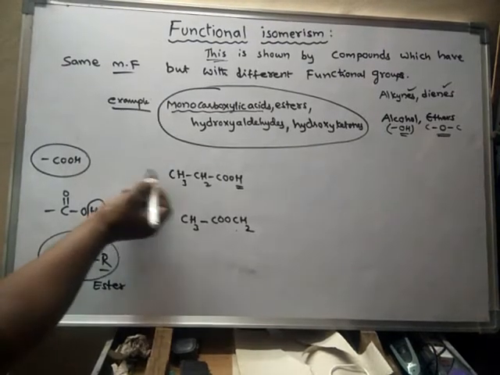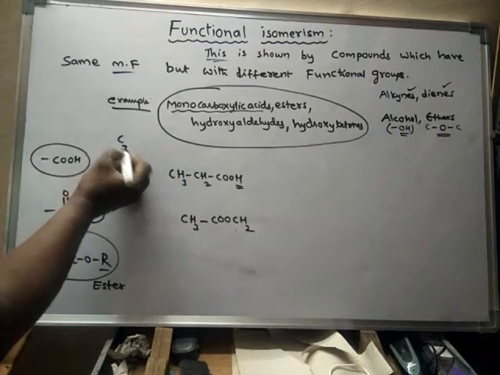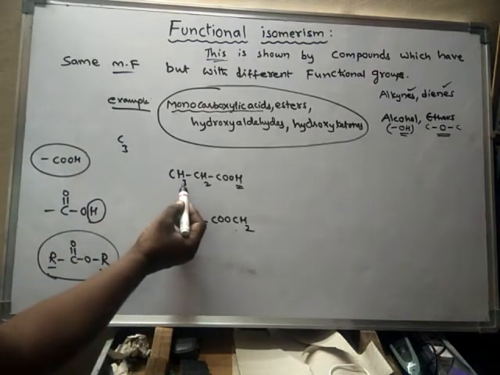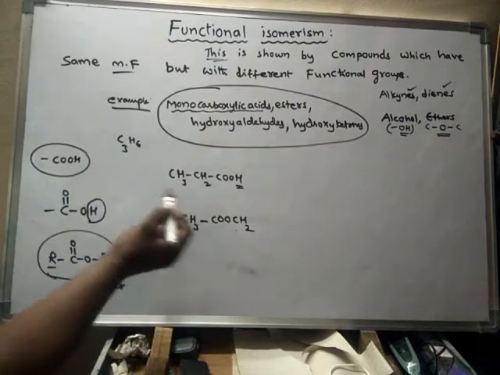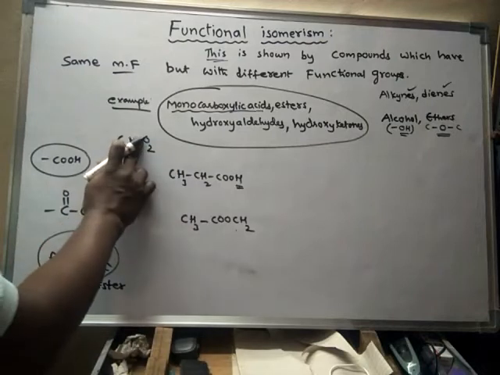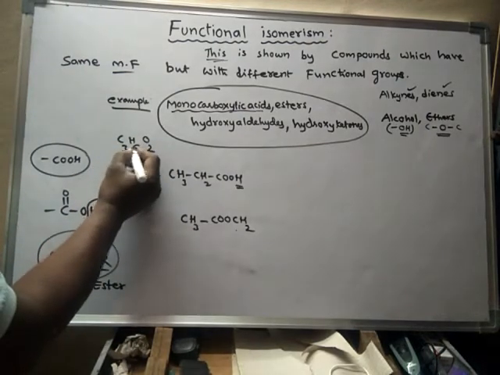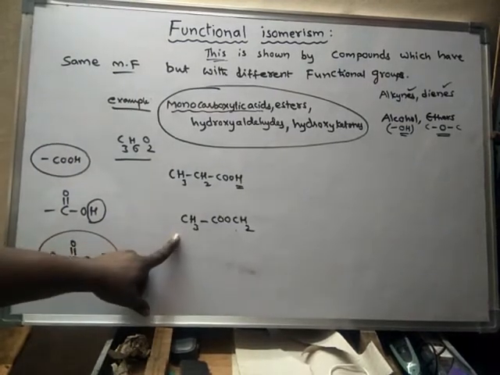Ester. So what is the molecular formula of this one? 1, 2, 3 carbons. 3 carbons. Hydrogens, how many? 6 hydrogens. And 2 oxygens. C3H6O2 is the molecular formula of this compound. And even this compound also has the same molecular formula.